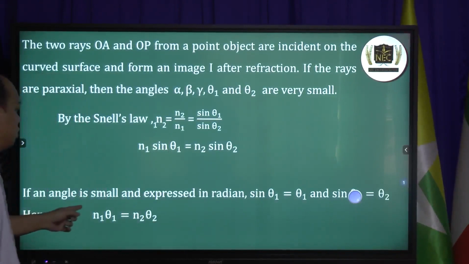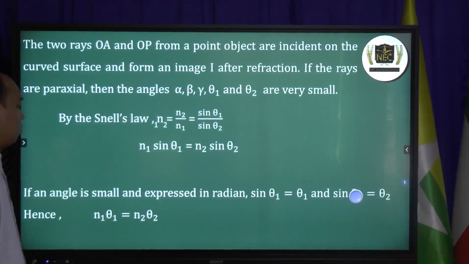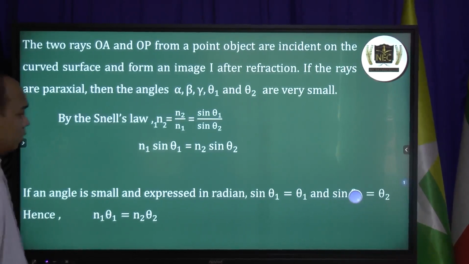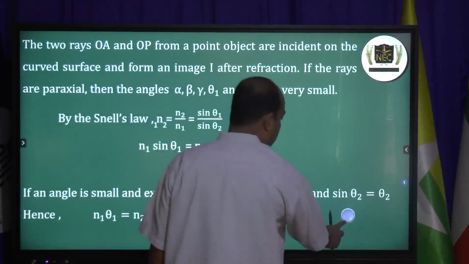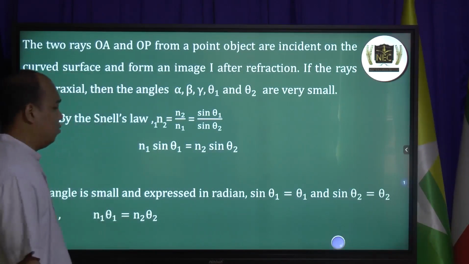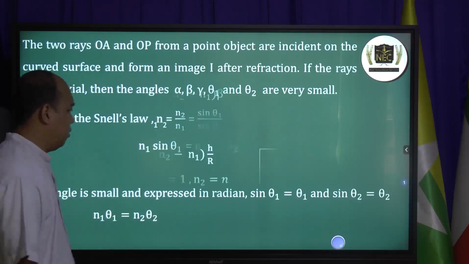If the angle is small, it is written in radian. Then sin theta 1 is approximately theta 1 and sin theta 2 is approximately theta 2. So n1 theta 1 equals n2 theta 2.